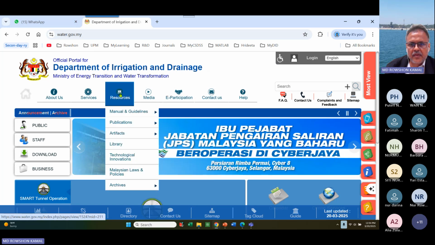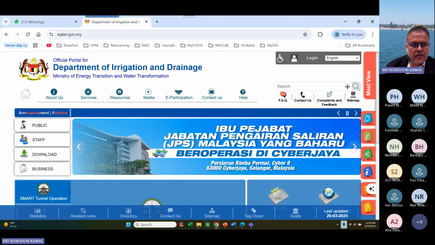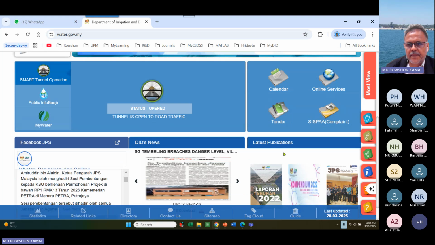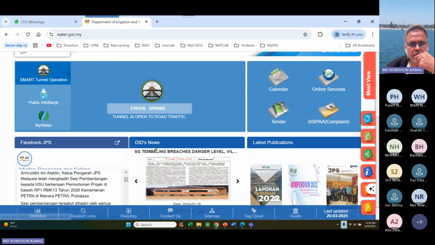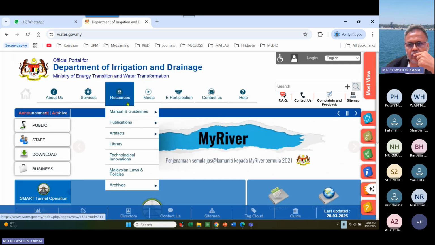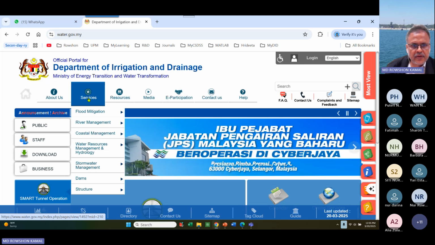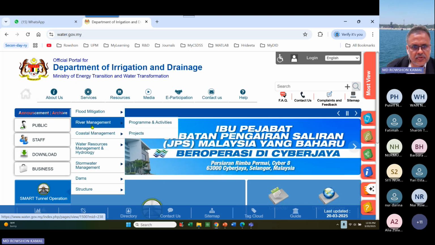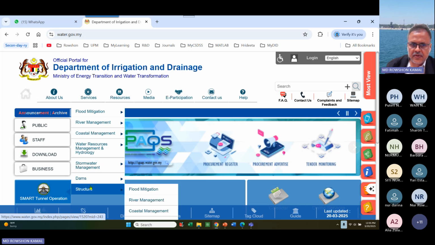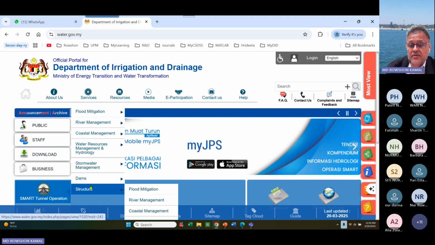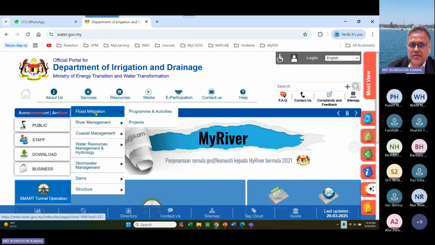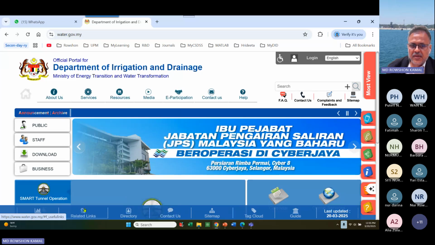Okay, and then if you would like to get the data, there is a data service here. Tender, calendar, online services. Okay. You can see services: flood, river, coastal, water resource management, stormwater, dam, structures. So all of this is actually hydrology. If you study hydrology and have a good knowledge of it, you can do all of these things.